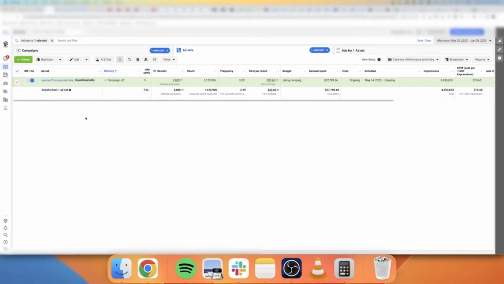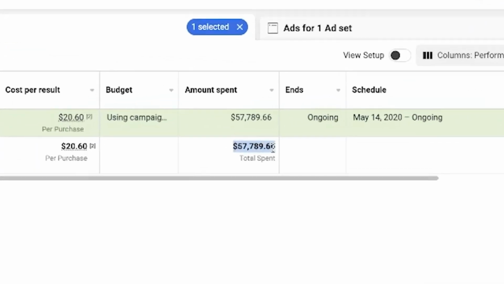Guys, I want to show you an example of one of these ad sets that work extremely well. 2% of all buyers from all time, and this ad set has spent $57,000. So this is definitely worth testing.